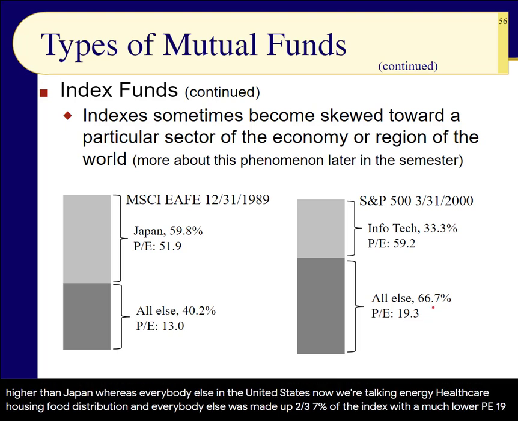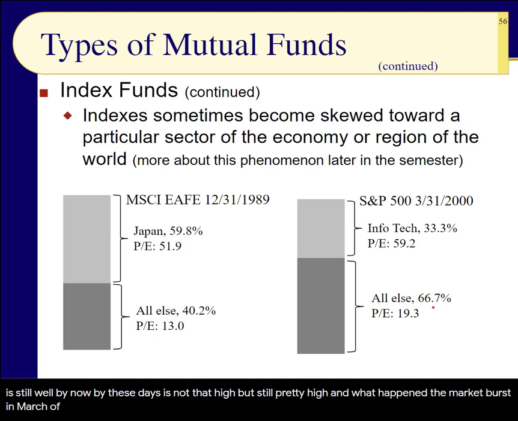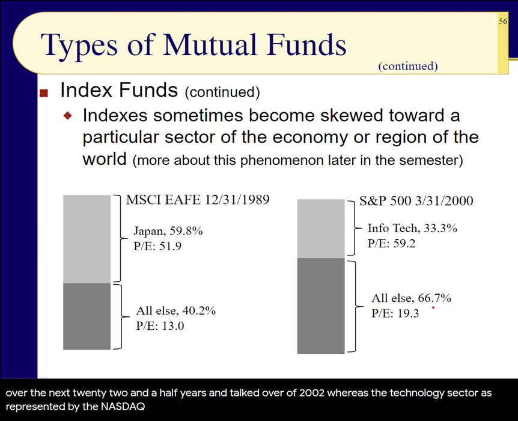19 is still, well, by these days, it's not that high, but still pretty high. And what happened? The market bubble burst in March of 2000. The S&P 500 went on to lose about 50% over the next 2.5 years until October of 2002, whereas the technology sector, as represented by the NASDAQ, lost 80%.